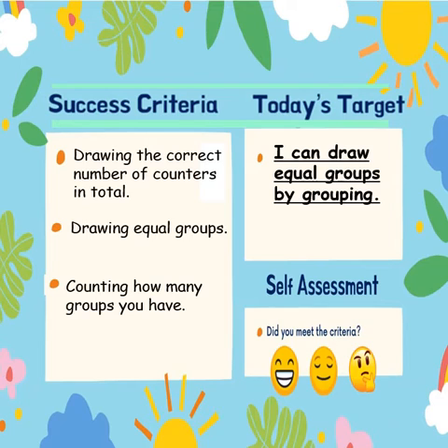Okay, so today we are going to draw the equal groups. So rather than drawing the circles like if we'd share, we're going to draw the groups because this is grouping, okay? So you will need to make sure that you've drawn the correct number of counters in total, that the groups are equal, and that you've counted how many groups you have. Let's find out how we're going to do it.